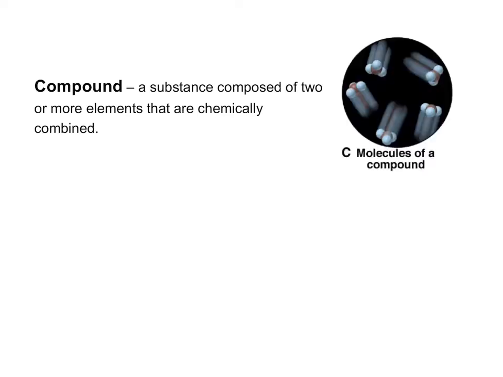All right. So then we need to introduce the term compound. It sometimes is a little tricky to differentiate between a molecule and a compound, but I'm going to try to make that clear. Let's just look at the definition. A substance composed of 2 or more elements that are chemically combined. So that sounds very close to the definition of a molecule, but the key that makes it different is it's 2 or more elements.